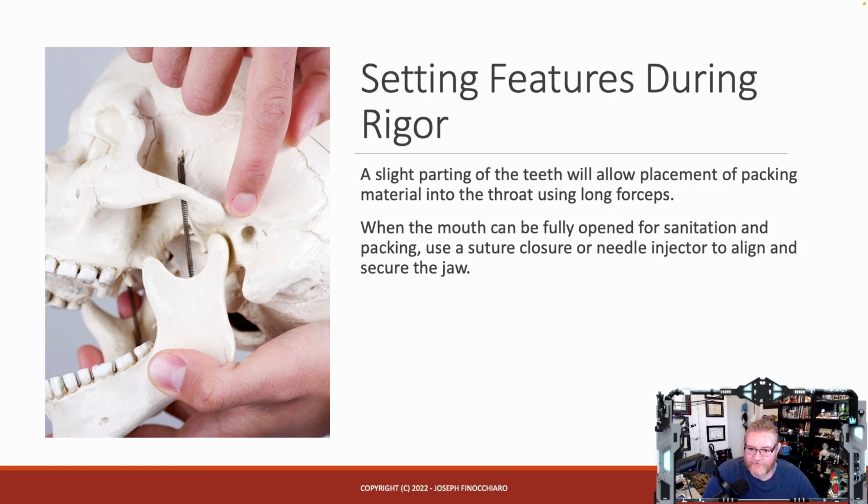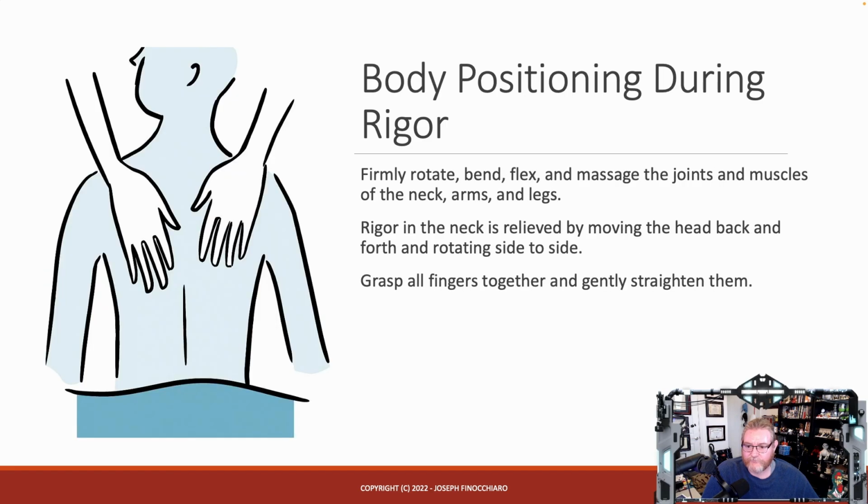A slight parting of the teeth will allow placement of packing material into the throat using long forceps. When the mouth can be fully opened for sanitation and packing, use a suture closure or needle injector to align and secure the jaw.